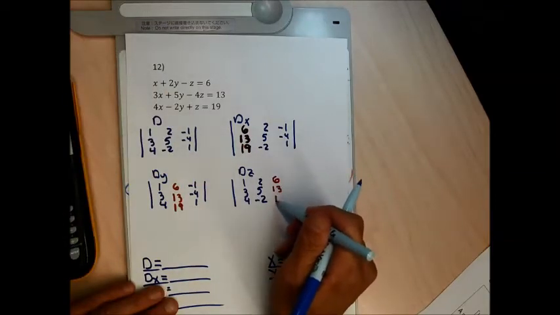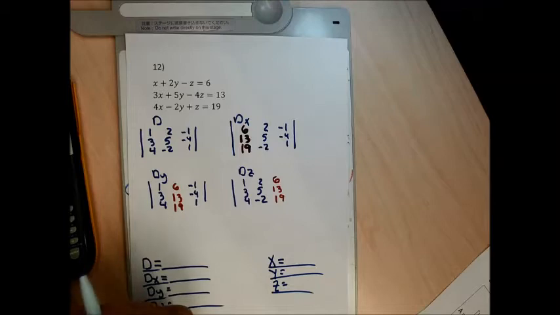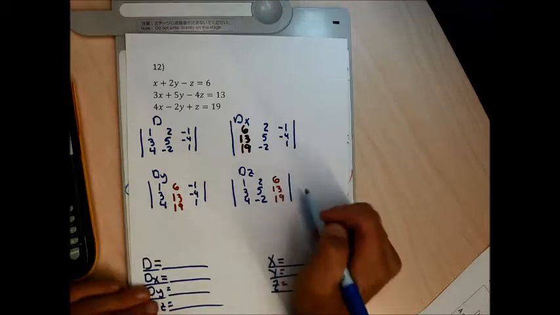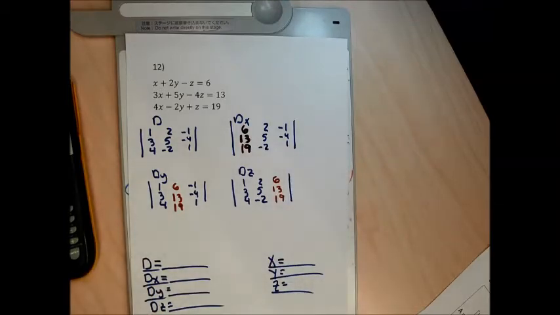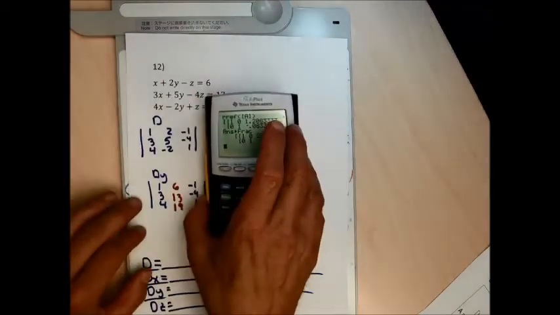I don't want to do any of these determinants by hand, and you don't have to on the test. They're kind of monstrous to do by hand. So for each one of these, one at a time, I'm going to enter a 3 by 3 matrix, and I'll do DETA. So first one, I'm going to get D.